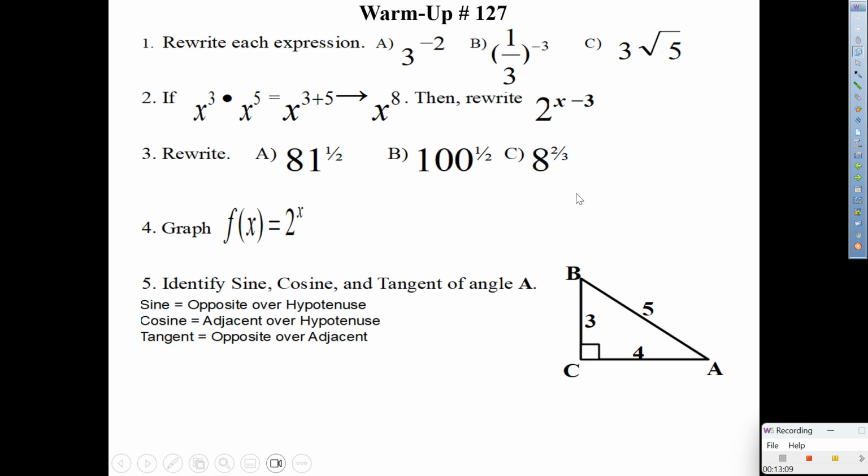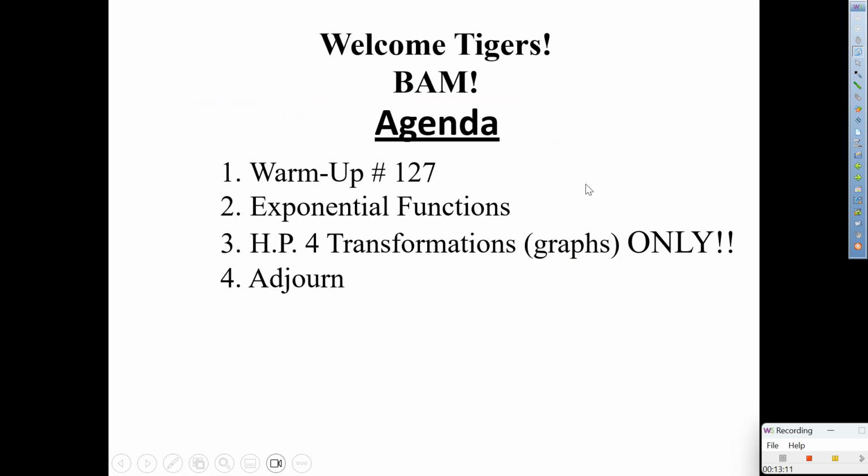Anyways, copy the agenda, please. Warm up 127, exponential functions. We're moving on today. And for homework, 4 transformations. So, get a Cornell note. You do need a Ferri model, and also you need 2 coordinate planes from -10 to 10.